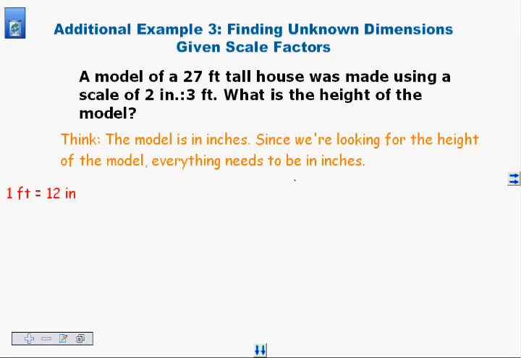You're going to write down what you need. We need the conversion factor: 1 foot equals 12 inches. Where do you find conversion factors? On your formula chart.